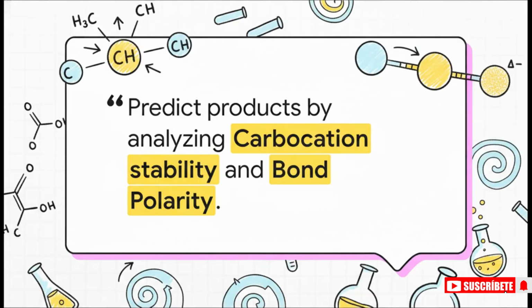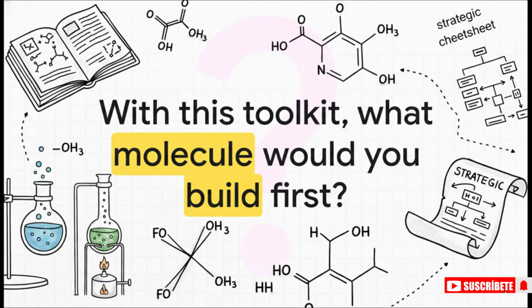You know, when you peel back all the layers, all the different reactions, the recipes, the tests, it all comes down to just 2 fundamental ideas. If you get a feel for carbocation stability and you can see where the electrons are hanging out in a bond, its polarity, you've basically cracked the code. You can predict what's going to happen in almost any of these reactions. So there you have it. You've got the cookbook, you've got the tools, you've got the strategic cheat sheet, you understand the fundamental rules of the game. So the only question left to ask is, with this amazing toolkit at your fingertips, what are you going to build first?